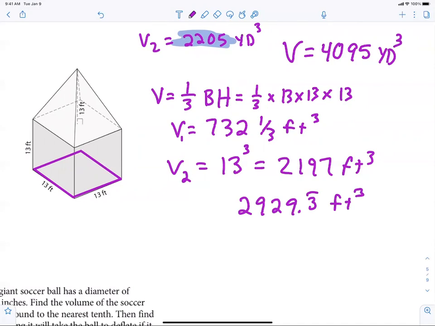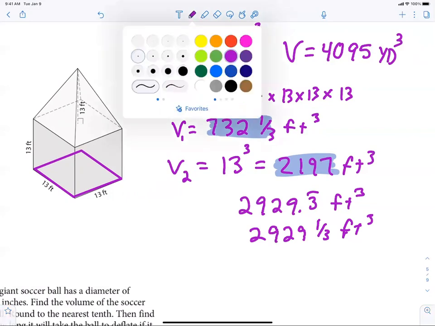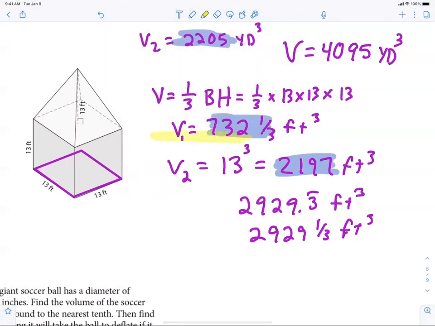Remember, you're adding what? You're adding the 732 and the 2,197. And again, if you put 1/3, I'd probably be happier. 29 one-third cubic feet. Is that correct? Tell me. Did you add these two? You're adding this and this. Add those two up.